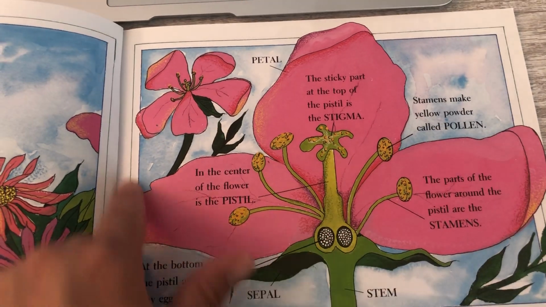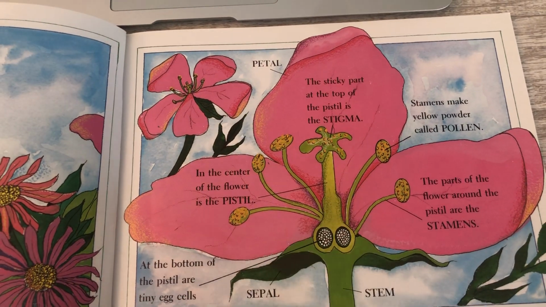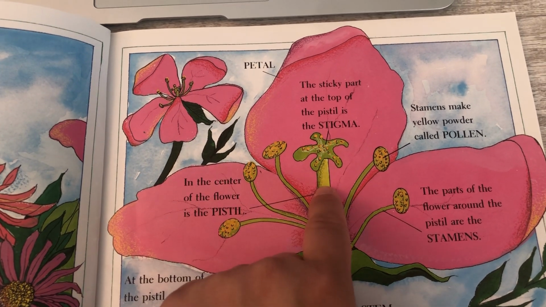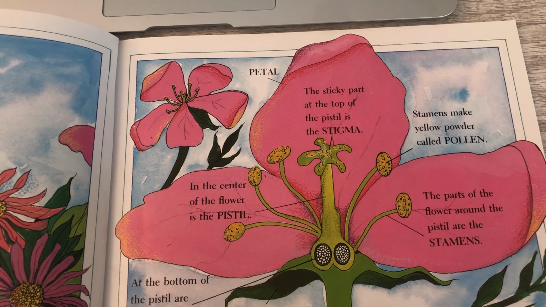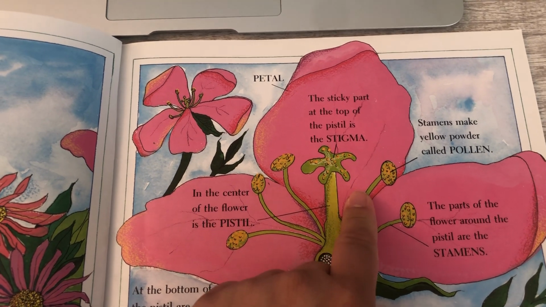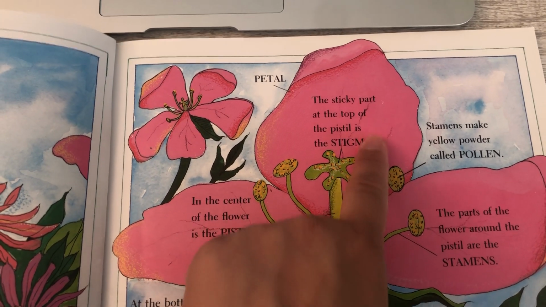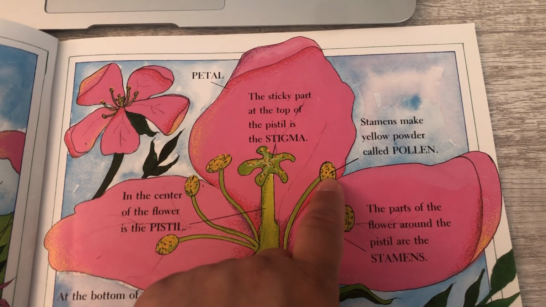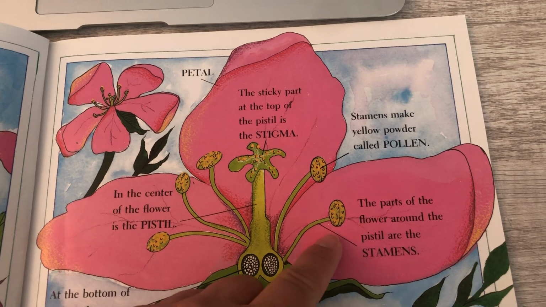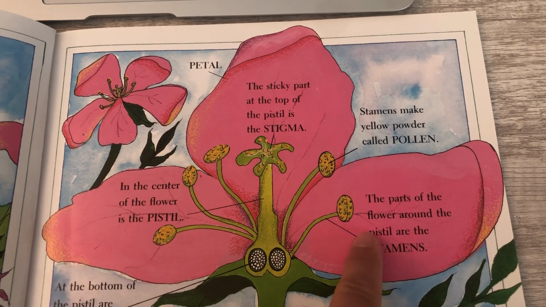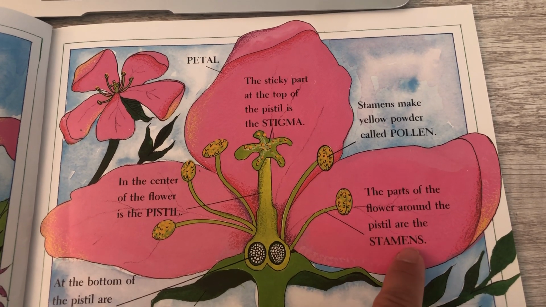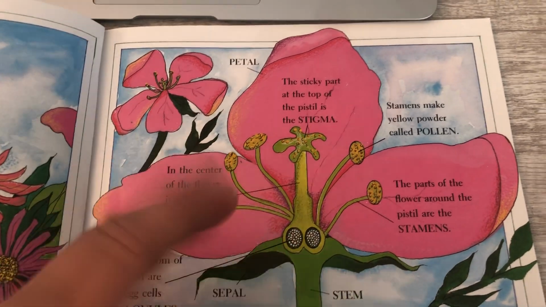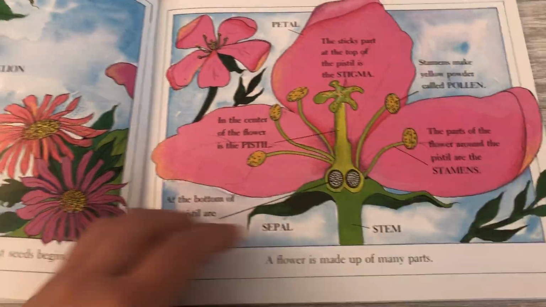Here are the petals of the flower. And this is where we said this is the pistil. In the center of the flower is the pistil. The sticky part at the top of the pistil is the stigma. And then these stamens make yellow powder called pollen. The parts of the flower around the pistils are the stamens. These make pollen. It's kind of like this yellow powder. We'll talk more about that.